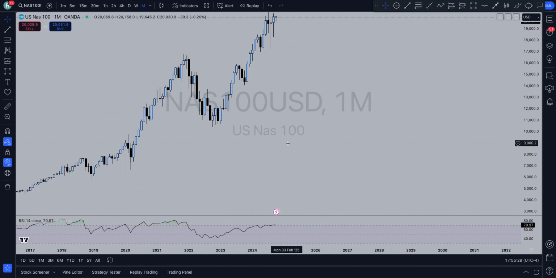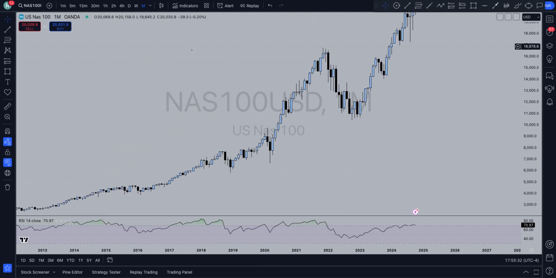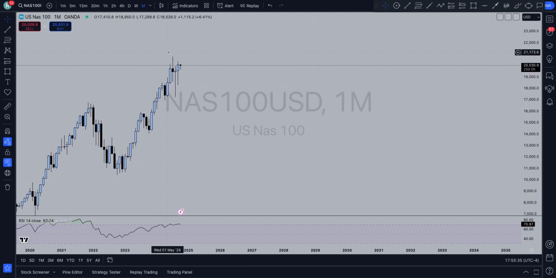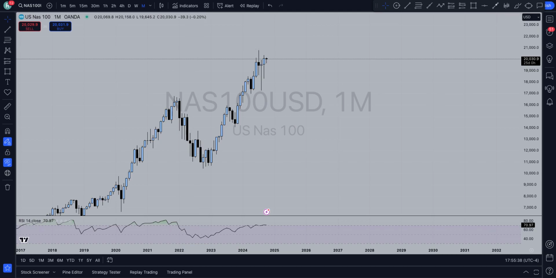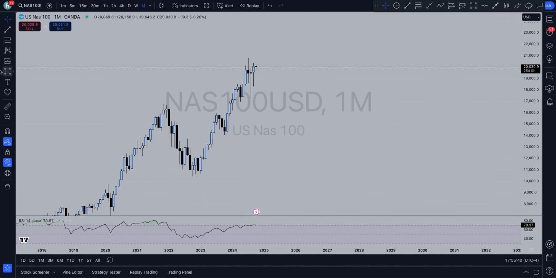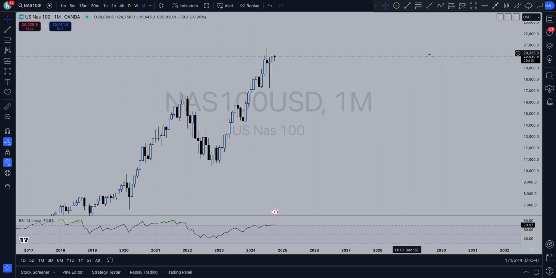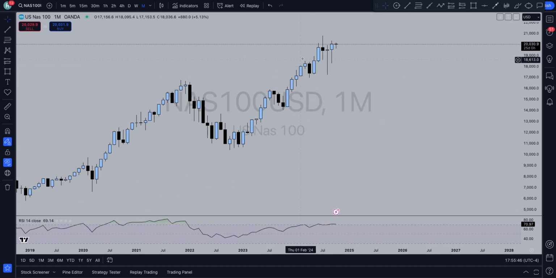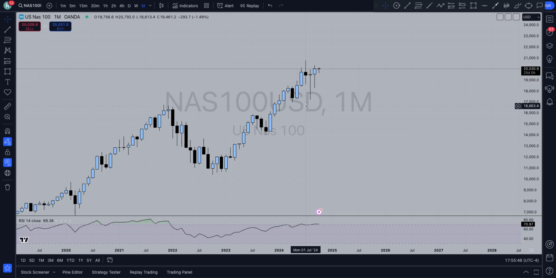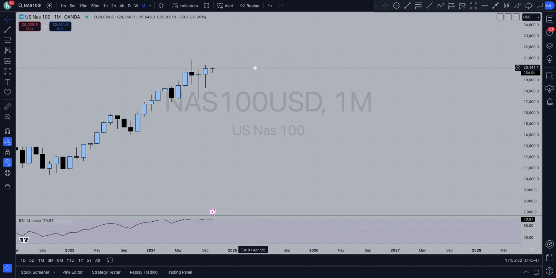Okay, this is my market analysis for all the things I'm looking at for this week. Start with NAS 100, the monthly time frame. Let's see what we got going on. Last month we did have this big push down, but quickly pushed back up. So it's a lot of buyers in the market.